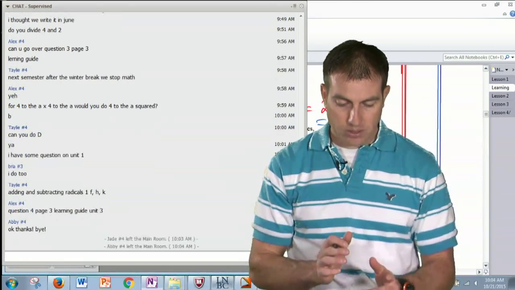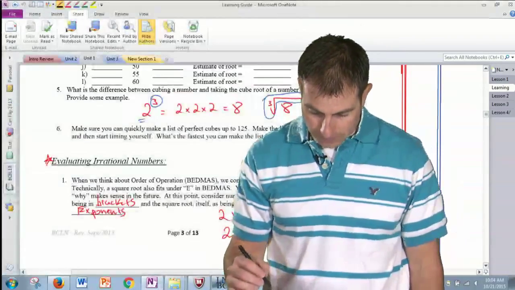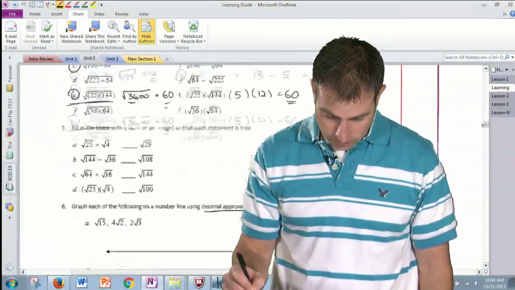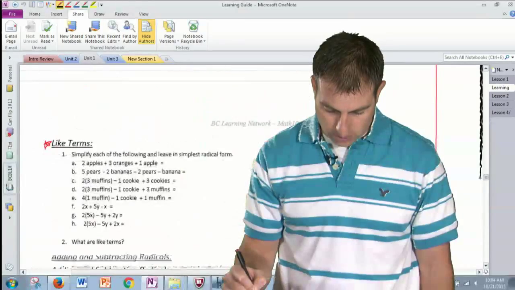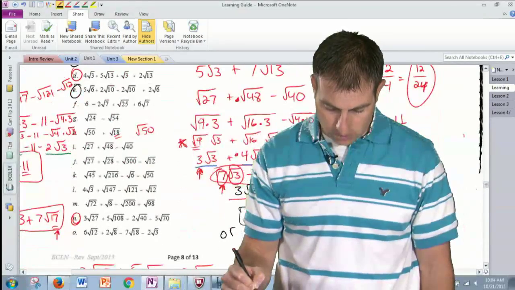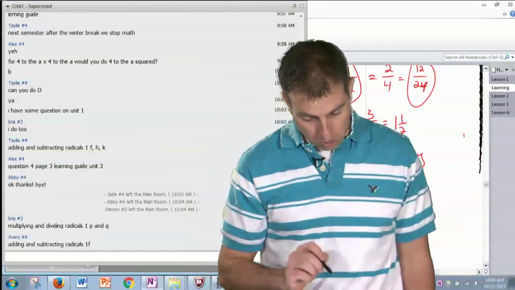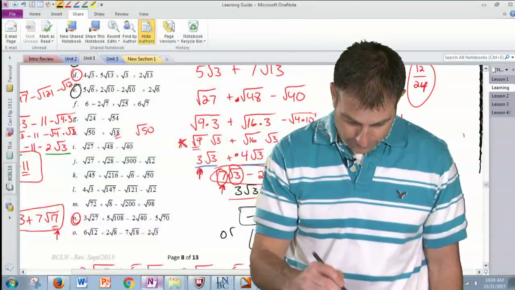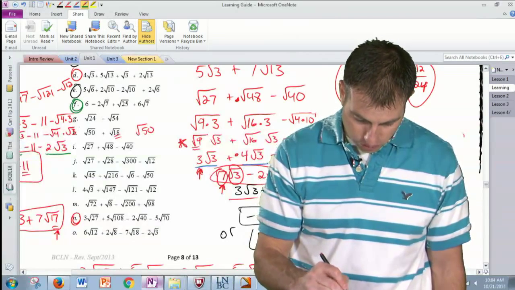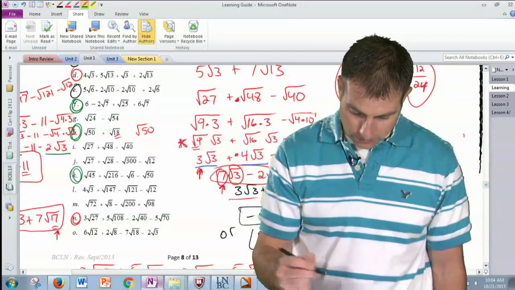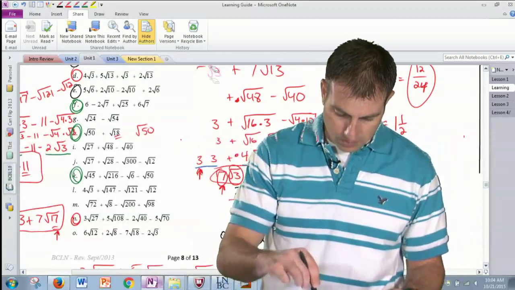So the first one I'm seeing here is adding and subtracting radicals, 1 F, H, and K. Adding, subtracting radicals. Simplifying. Like terms. This is getting messy. I'm just going to jump back here. 1, F, H, and K. Do it in green. Clear myself some space.